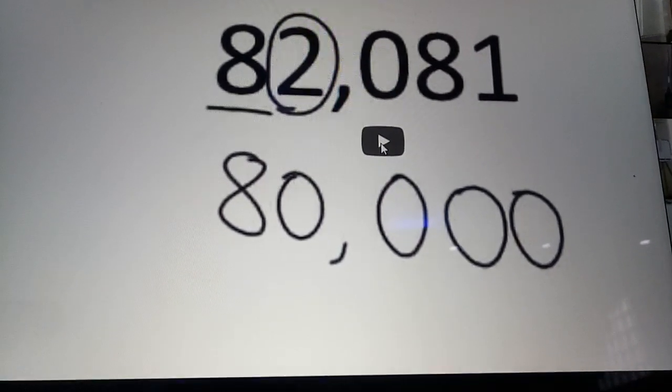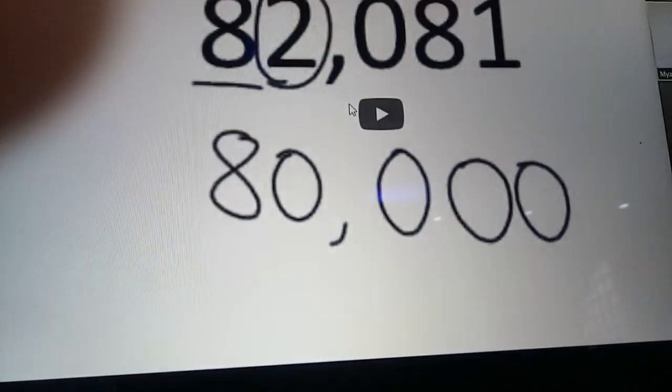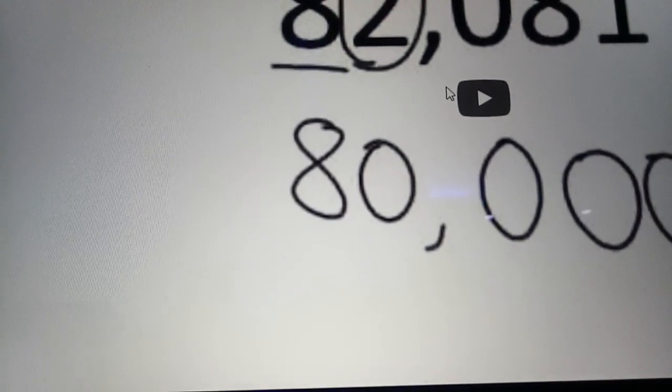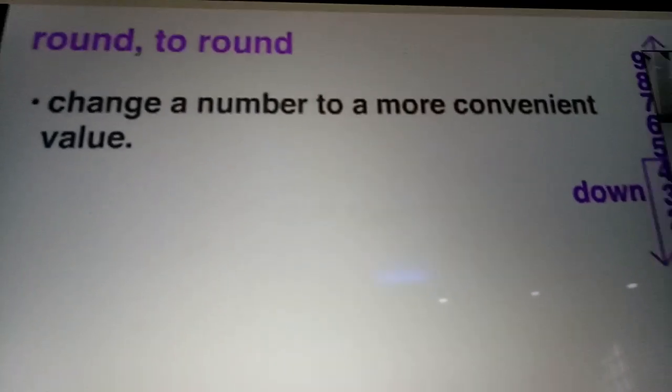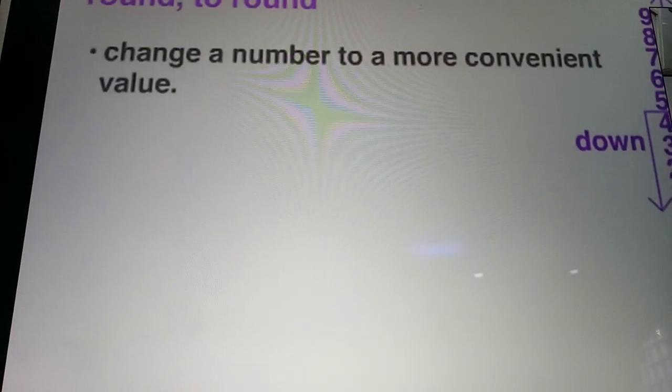Pay attention to the video. Listen carefully. To a more convenient value. Numbers 5 and up always round up. Numbers 4 and down are going to round down.